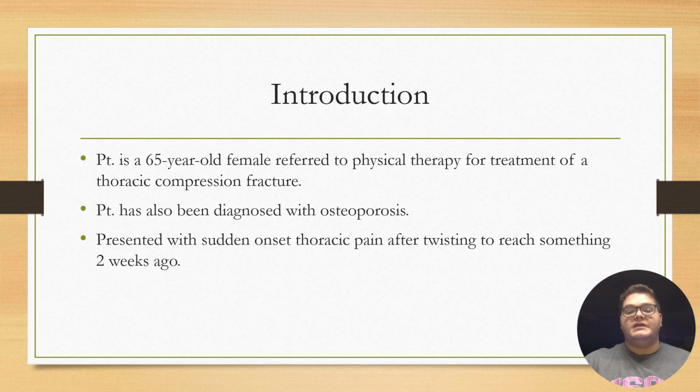All right, so just a quick introduction of the patient. The patient is a 65-year-old female referred to physical therapy for treatment of a thoracic compression fracture. With that fracture, she's also been diagnosed with osteoporosis, so she does have weaker bones. That's something to take into consideration for the rest of the treatment as well. How it started was about 2 weeks ago. She had a sudden onset of thoracic pain after twisting to reach for something.